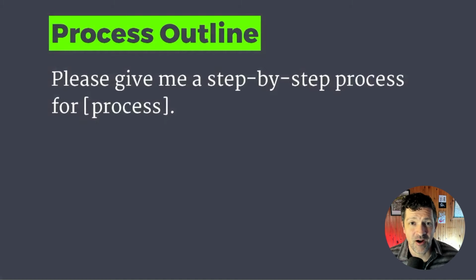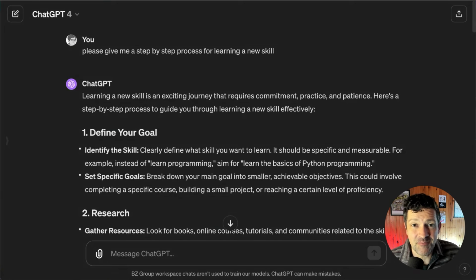So here's a very basic prompt. This is the first prompt you're going to need. Please give me a step-by-step process for whatever process you're trying to automate. So I want to create a custom GPT that will be a tutor that will help us learn any new skill. So I have put here, please give me a step-by-step process for learning a new skill.